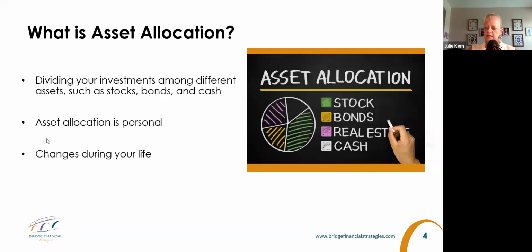So asset allocation is very personal. So just because someone you know has a certain asset allocation, that definitely does not mean that it's the appropriate asset allocation for you. And then the other thing to note is that asset allocation can change during your life. Now, when I say that it can change, that's not in response to anything that's going on in the market, the world, or the economy.